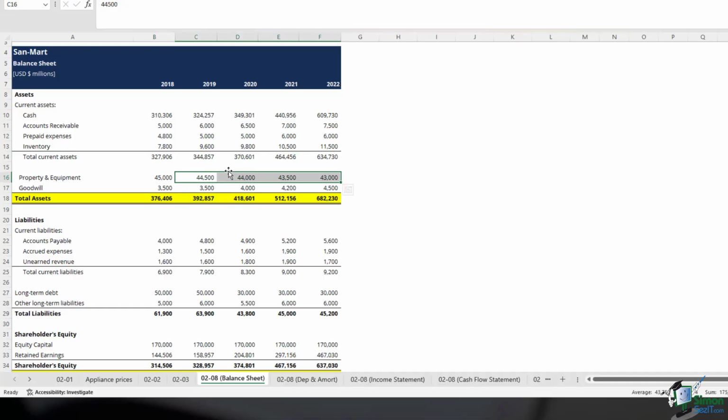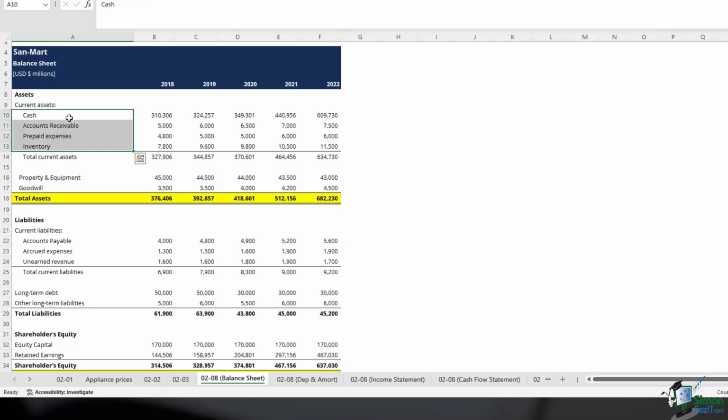So for instance, on Sanmart's balance sheet, we see a starting balance of 45,000, but it does go down as we move through the years. 45,000 becomes 44,500, then 44,000, and then at the end of 2022, this becomes $43,000. So it seems that depreciation is at play here. Every year, property, plant, and equipment value depreciates as we move through the years. And that's why depreciation ensures that the asset's decreasing value over time is accurately reflected in the financial records.